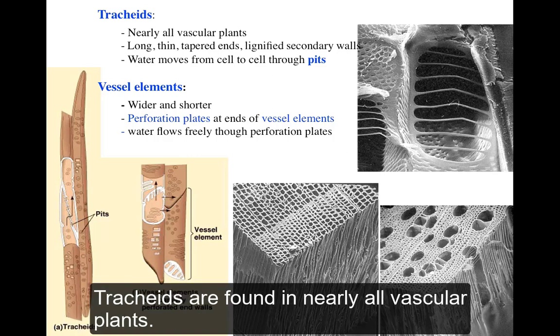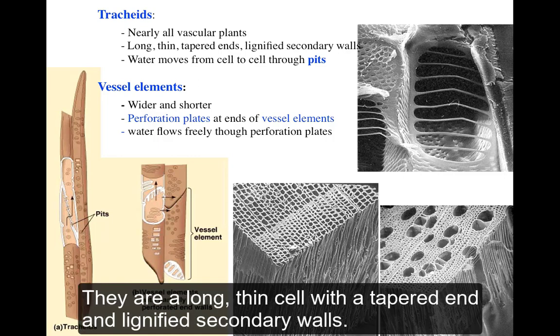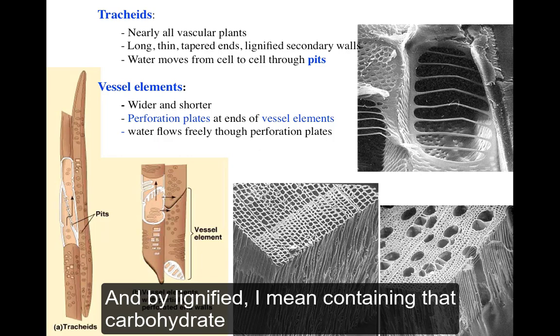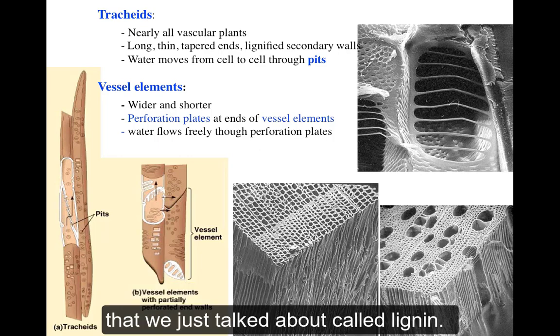Tracheids are found in nearly all vascular plants. They are a long, thin cell with a tapered end and lignified secondary walls. And by lignified, I mean containing that carbohydrate that we just talked about, called lignin.